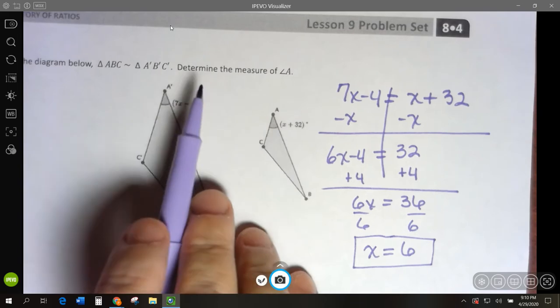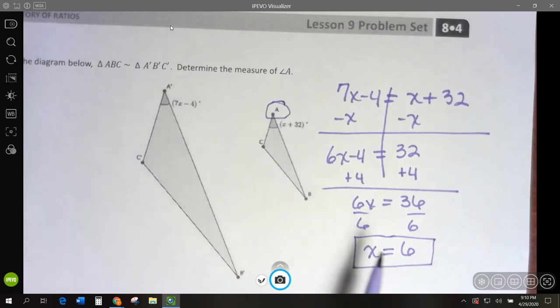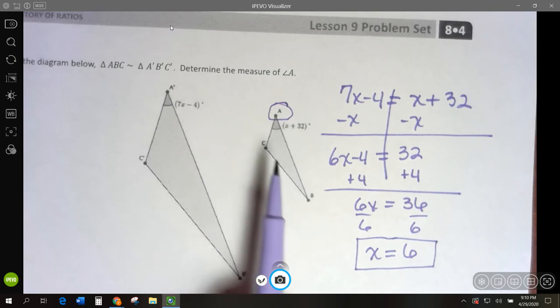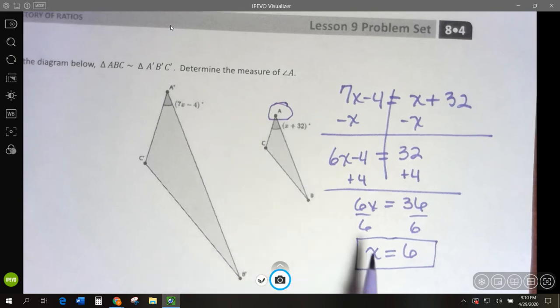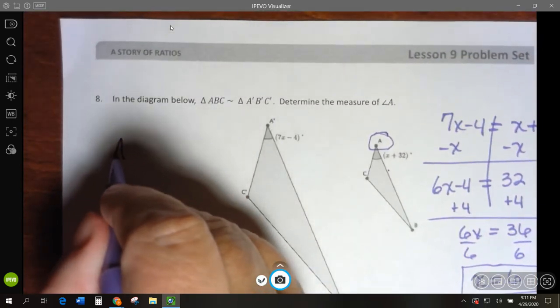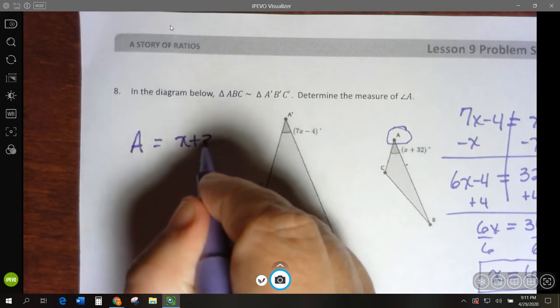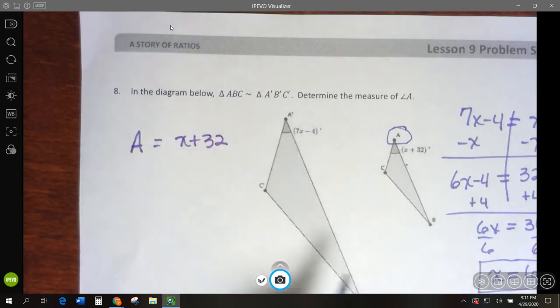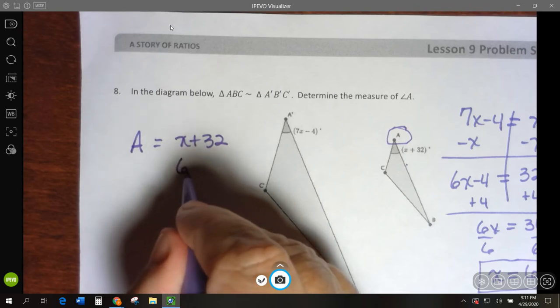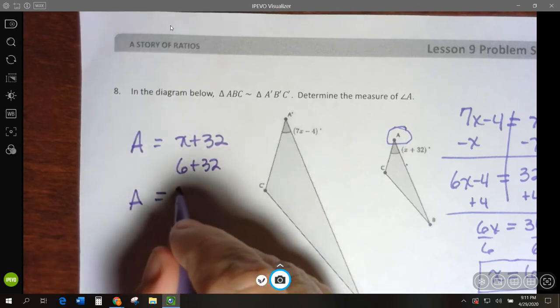Okay, but it says determine the measurement of angle A, right? A is not 6. A is x plus 32, and x is 6. So angle A equals x plus 32. We know that x is 6, so it's going to be 6 plus 32. So angle A is going to be 38.